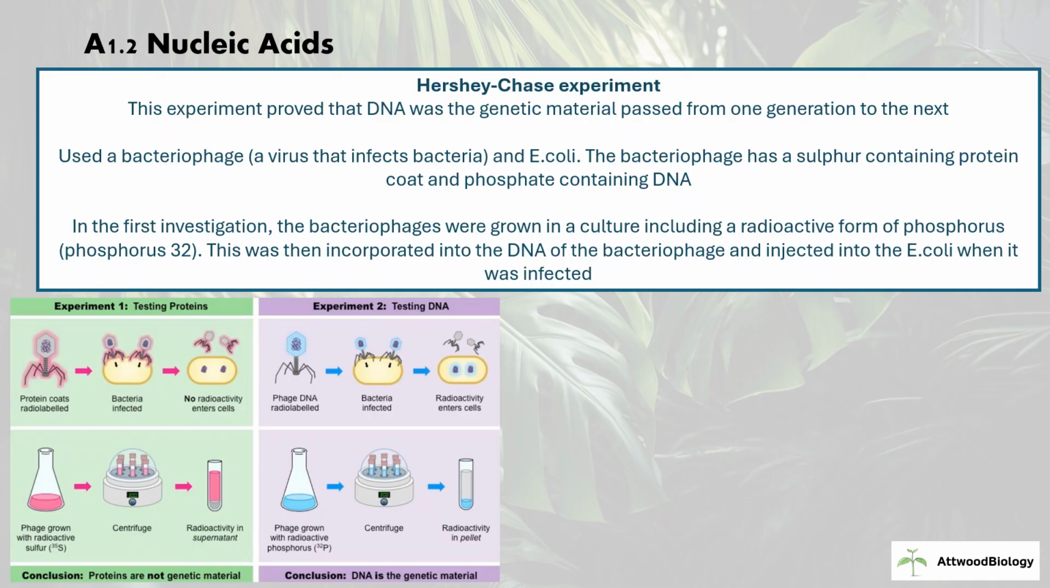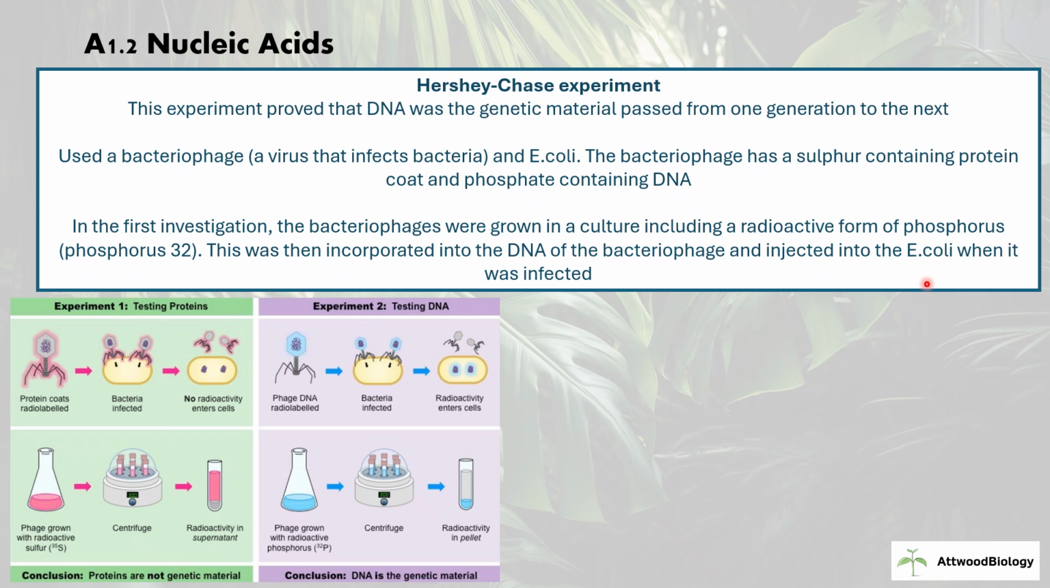Okay, finally now, we've got the Hershey-Chase experiment. Now, Hershey and Chase were trying to prove whether DNA or protein were the hereditary material that organisms passed from one generation to another. They did manage to prove that DNA was the genetic material that's passed from one generation to the next, and we still accept that theory now.